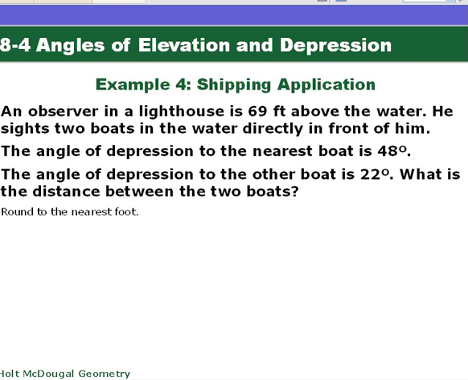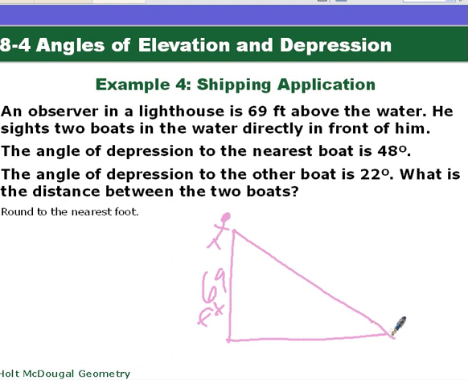So now we have an observer in a lighthouse 69 feet above the water. So he's up here, 69 feet above the water. He sights 2 boats in the water directly in front of him. The angle of depression to the nearest boat is 48 degrees. So you have that angle of depression, 48 degrees, here. The angle of depression to the other boat is 22 degrees.